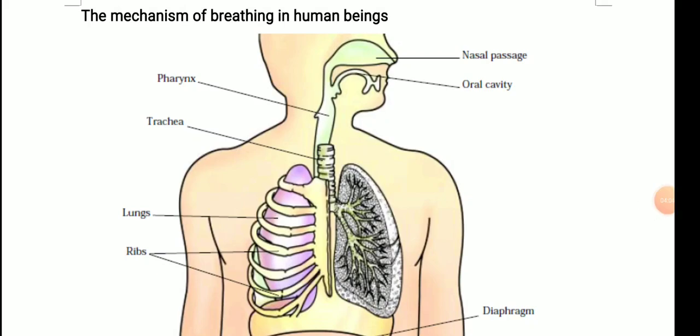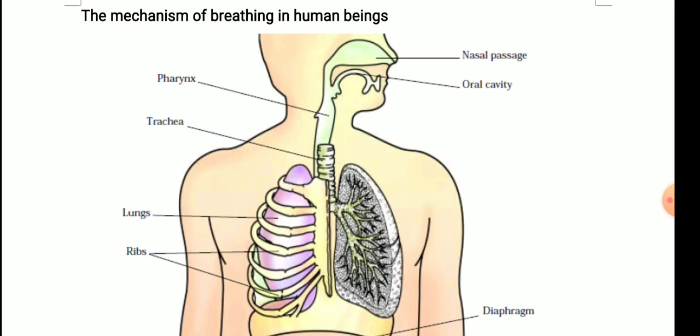Next topic, students, is the mechanism of breathing in human beings. Before moving on to the mechanism, let's take a basic look at the human respiratory system. What does the human respiratory system consist of? First of all, it is the nasal passage, and the oral cavity is the cavity of the mouth. You can see they have a common path, that is the pharynx.